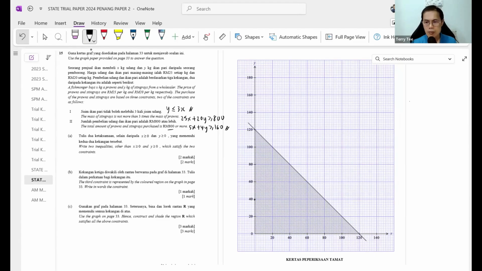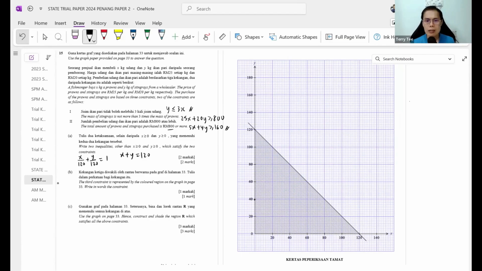So you can see from the graph, the x-intercept is 120, the y-intercept is 120. You can find the gradient and the y-intercept, or you can use x over a plus y over b equals 1. Remember, the x-intercept is your a, the y-intercept is your b, and the result equals 1. If you multiply everybody by 120, you get x plus y equals 120. So this is your third inequality.